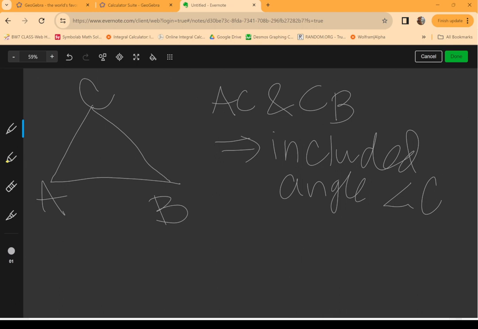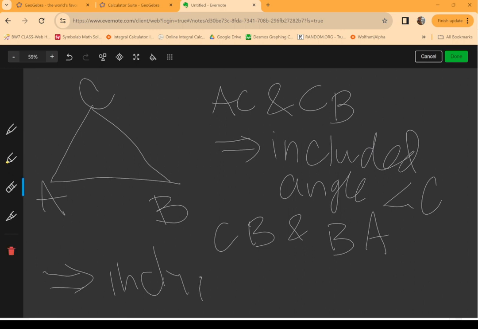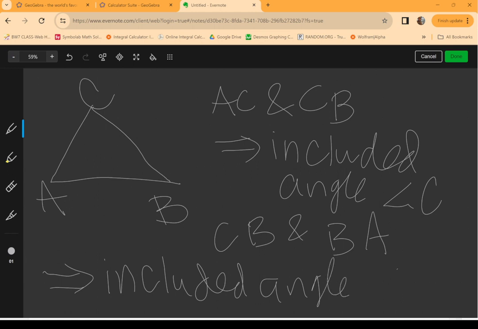Okay, and if we were talking about, let's say, the sides CB and BA. All right, so now we're looking at CB and BA. For this particular pair of sides, the included angle is angle B.